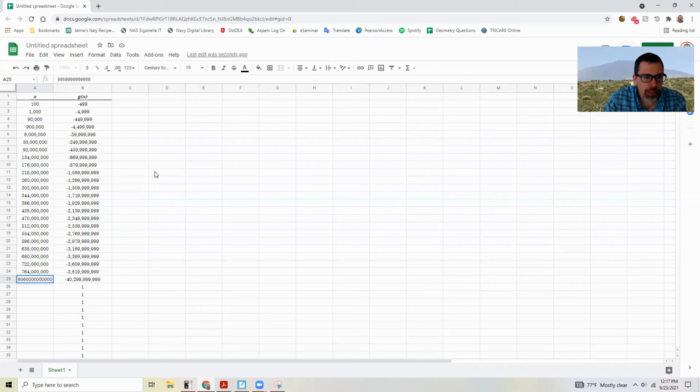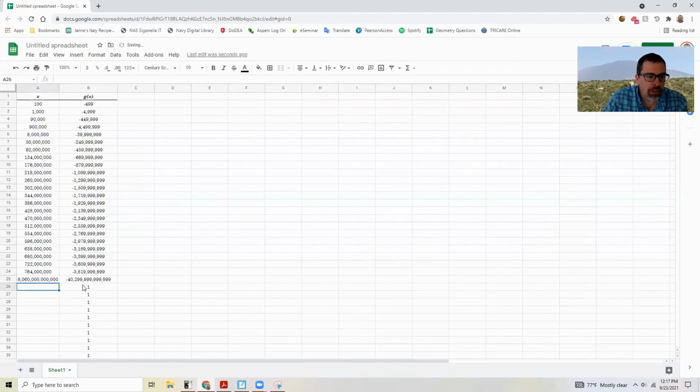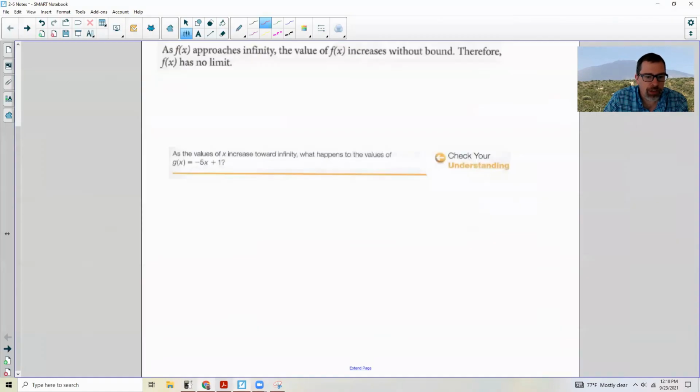1, 2, 3, enter. Obviously, you can see that the numbers are getting smaller, negative. They're getting bigger in the negative direction. So the answer to that would be the numbers are getting smaller with no limit. They're approaching negative infinity. And therefore, g of x has no limit.